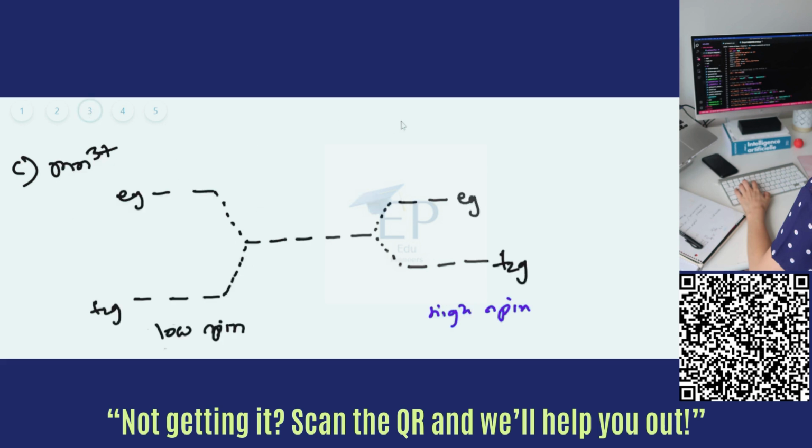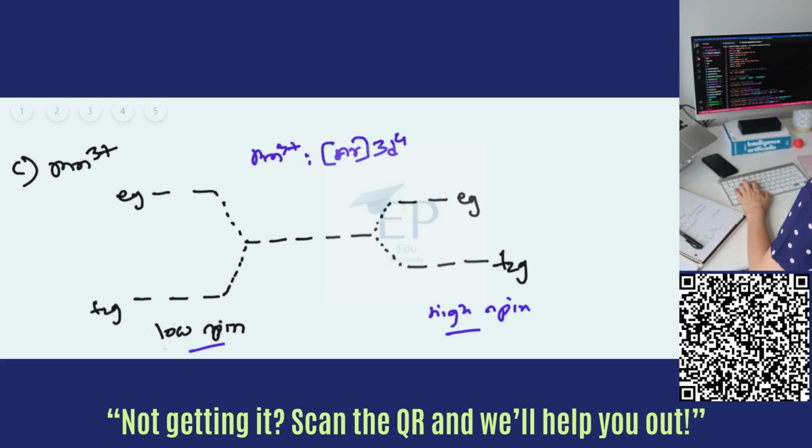Then for Mn3 plus, we need to show the low spin or high spin crystal field splitting for Mn3 plus. So in case of Mn3 plus, we have an electronic configuration like this, which is argon and then 3d4. So we have 4 d orbital electrons here.